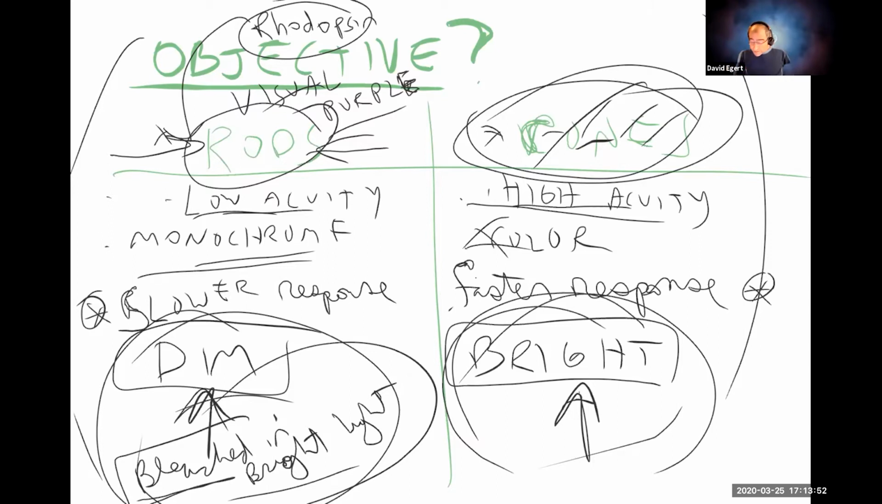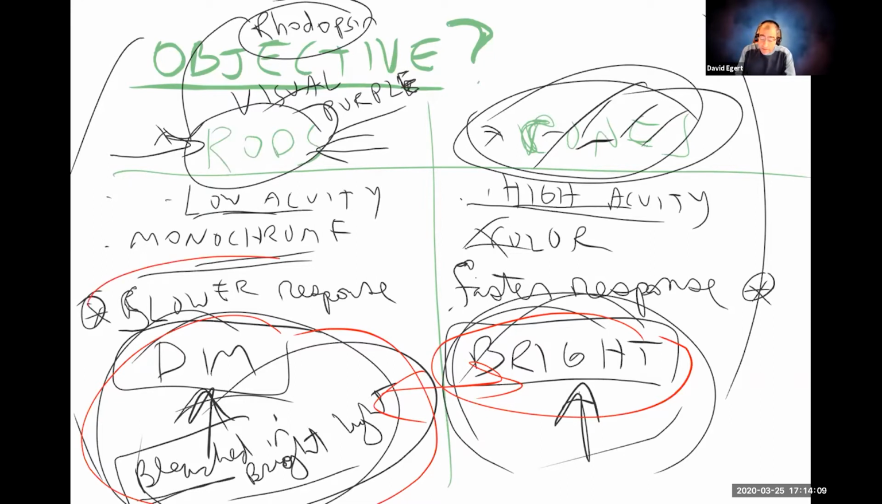So what we're going to be playing around with in today's lab is the fact that we can shift back and forth between rod vision and cone vision by going back and forth between bright and dim light. And we know already this acuity and the color stuff.